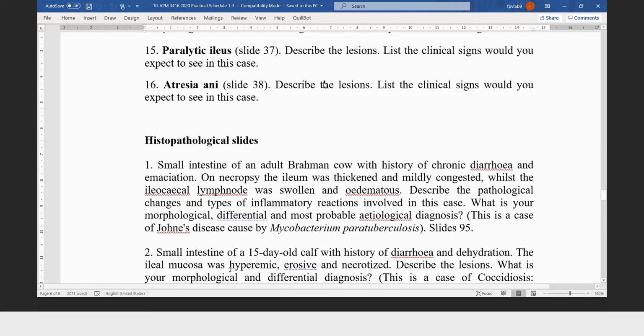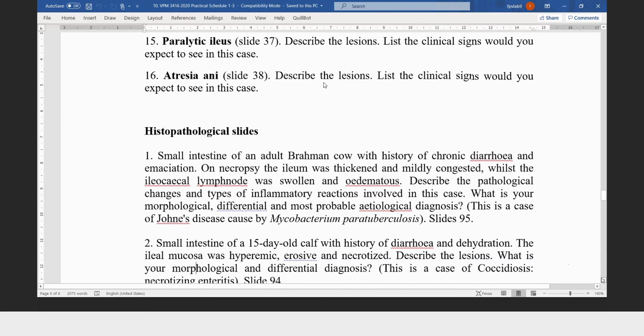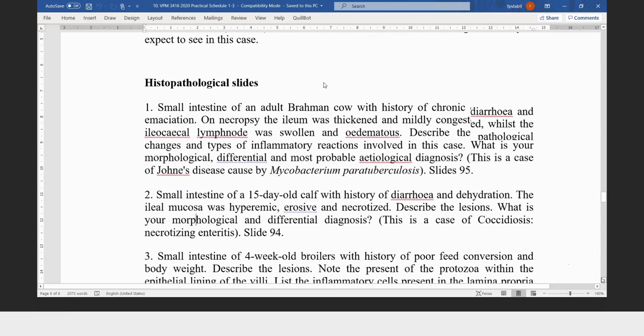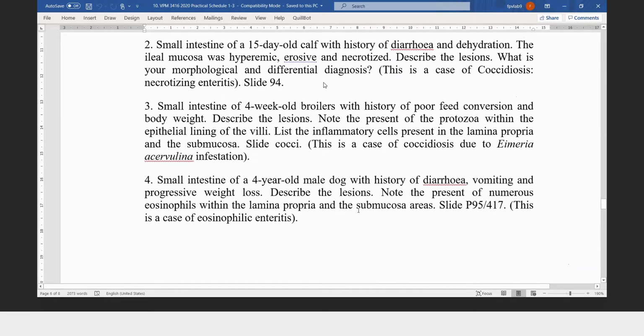And then the second one is also the same thing. You are given the history, the clinical sign, then you also have the gross lesion. In this case, coccidiosis. Number 4 is also the same thing. You have the history, a clinical sign, only the body weight, and we are not actually given the gross lesion, but they mention only the lining of the villi. And this is Eimeria. Same thing also for this case.